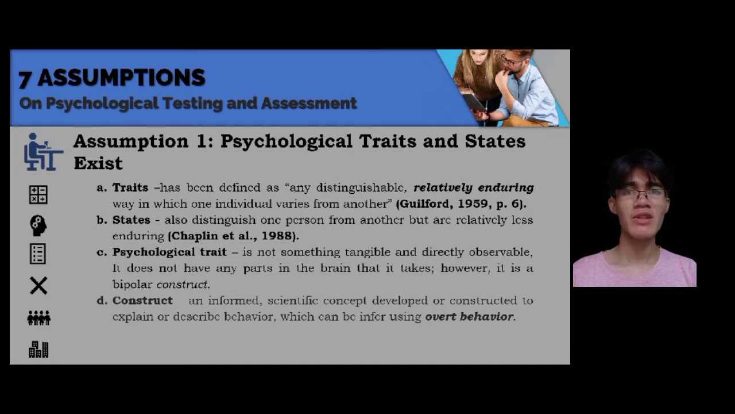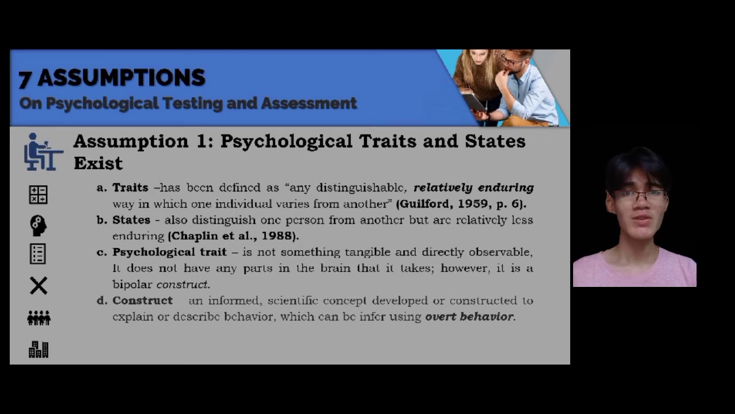States, although similar to traits in that they distinguish one person from another, are relatively less enduring. This is really important in diagnosis. To give you an example, anxious, fearful, and unstable are adjectives that can fall under states. However, unlike traits that are relatively enduring and last longer during a person's lifetime, states do not.